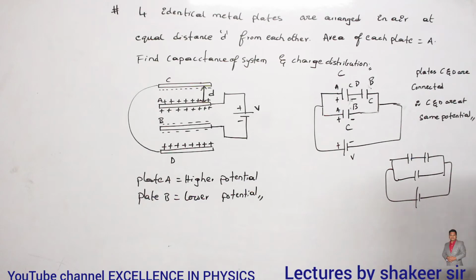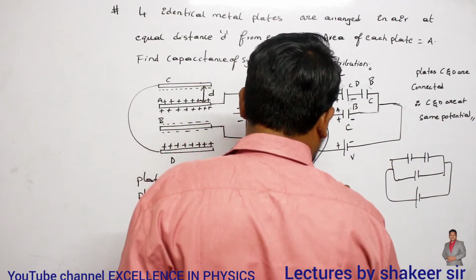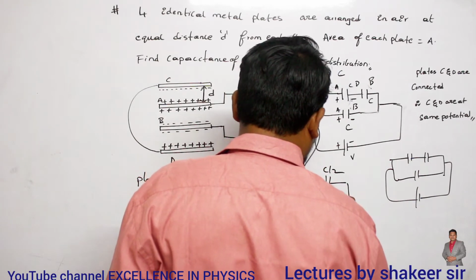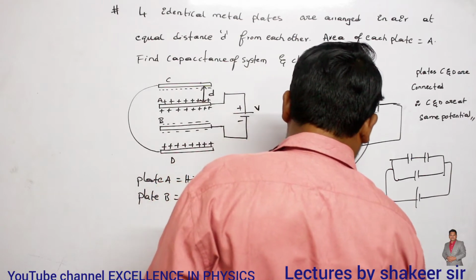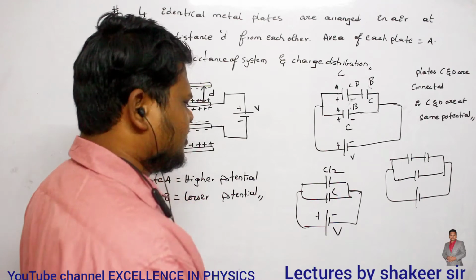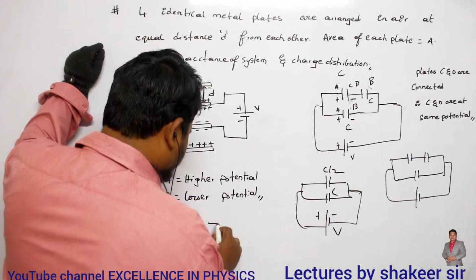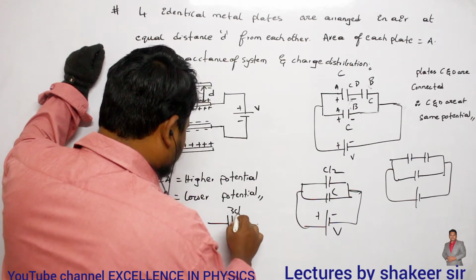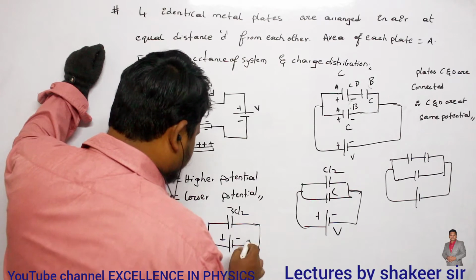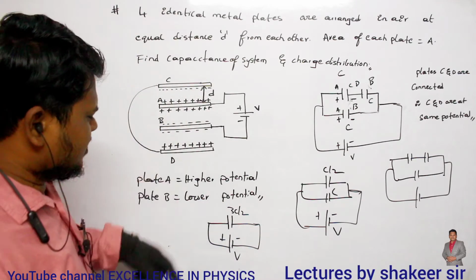So C into C by C plus C is C by 2. So this is C by 2 and this one is C. We are connecting this to a battery of potential difference V. Next, C by 2 and C are connected in parallel. So C by 2 plus C is how much? 3C divided by 2. So this is the arrangement of the total circuit.